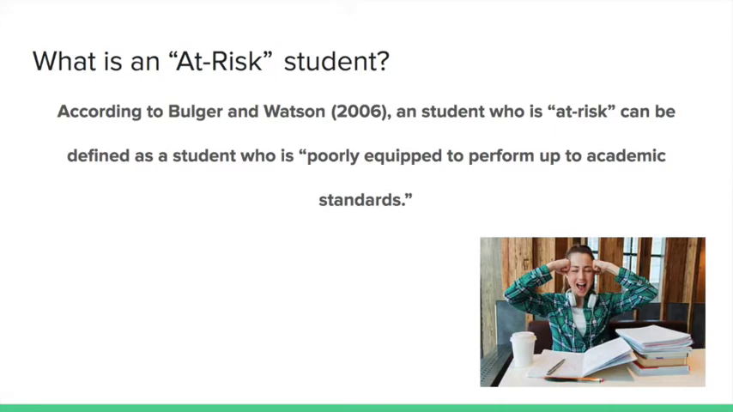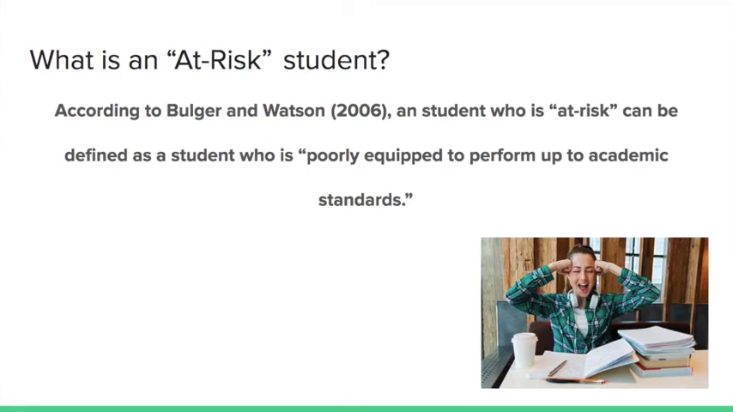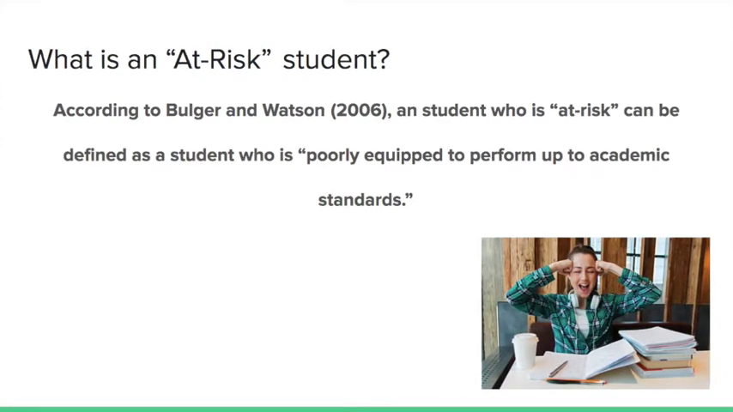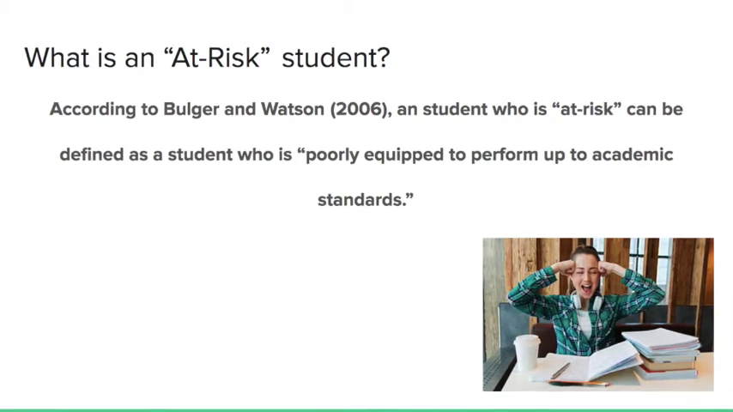So our first question here, you might be thinking, is what exactly is an at-risk student? According to Watson and Bolger, a student who is at risk is a student who is poorly equipped to perform up to academic standards, which means that they are definitely struggling and are on the brink of maybe failing a subject, or failing one particular part of your class if you're in high school.